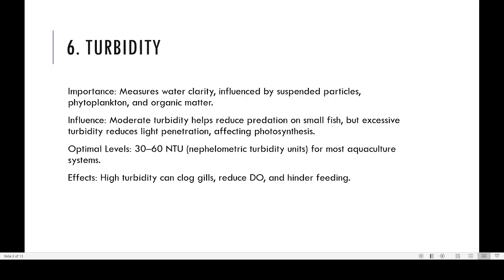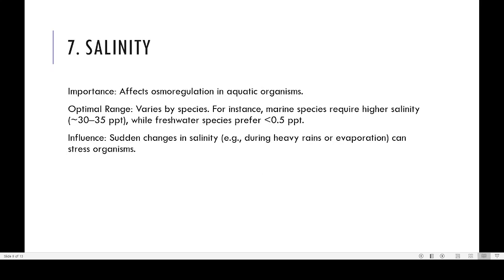High turbidity can clog or block the gills and reduce the dissolved oxygen and also interfere with or block the feeding. So these are some of the important effects of turbidity, how turbidity of the water can influence the growth and development of fish.